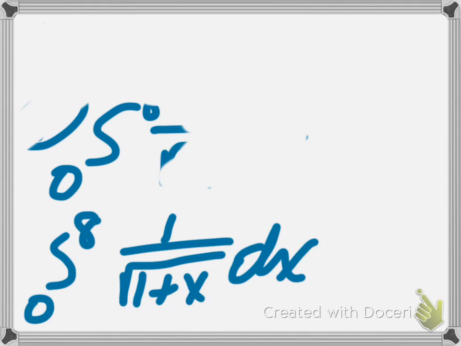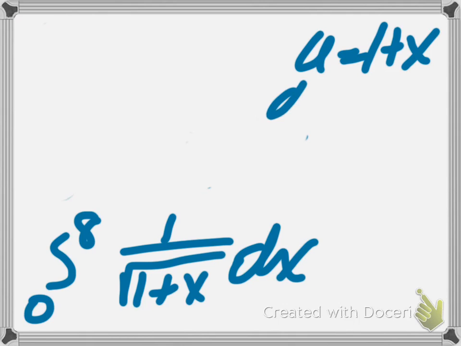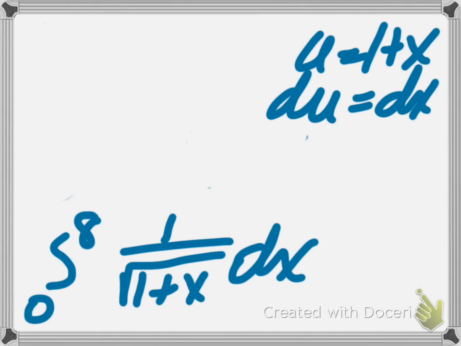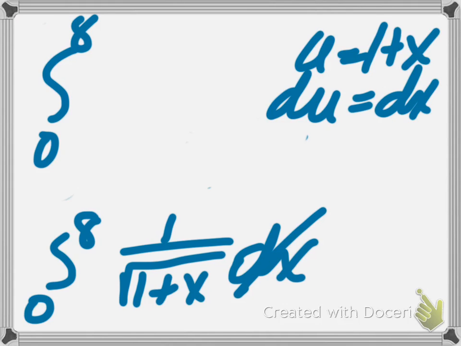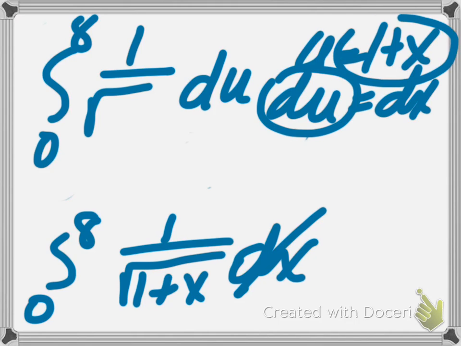Okay, so we're going to make u equal 1 plus x, and then du is just going to equal dx. So I'm going to rewrite my integral. I'm going to switch my dx and take du instead. And then I have 1 over radical 1 plus x, but 1 plus x is u, so I'm going to have that.